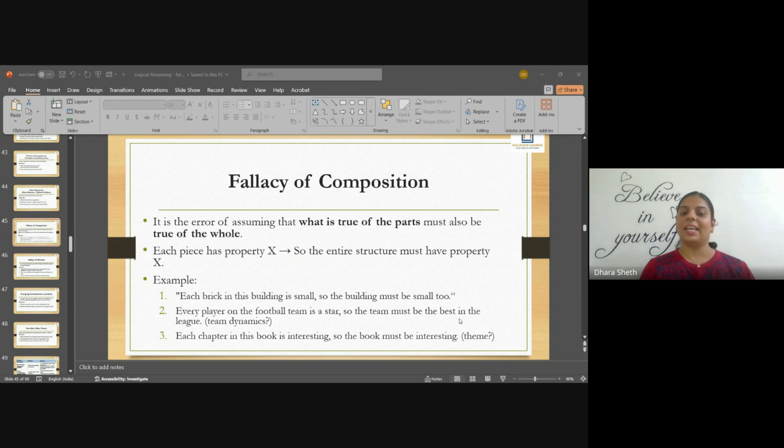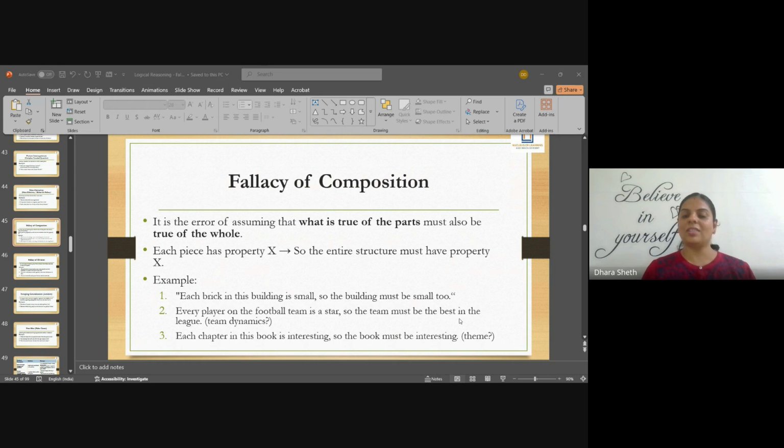For example, each brick in this building is small, so the entire building is small. Every player on the football team is a star, so the team must be the best in the league. But it discounts what about them playing together as a team? What about team dynamics? Are they good as a team? May not be. Each chapter in this book is interesting, so the book must be interesting. May not be. If those chapters are not connecting with each other, then the entire book might not be interesting.